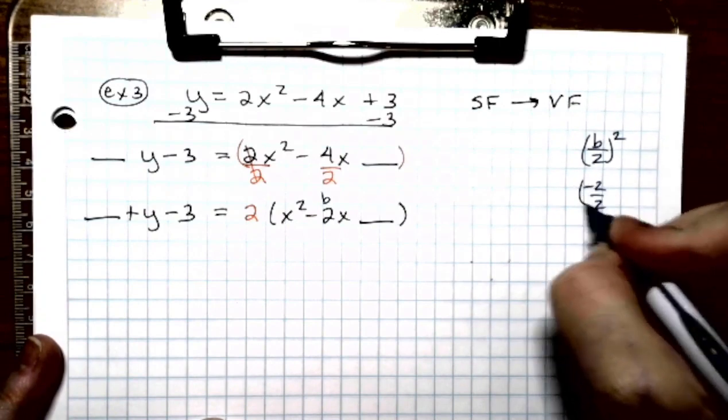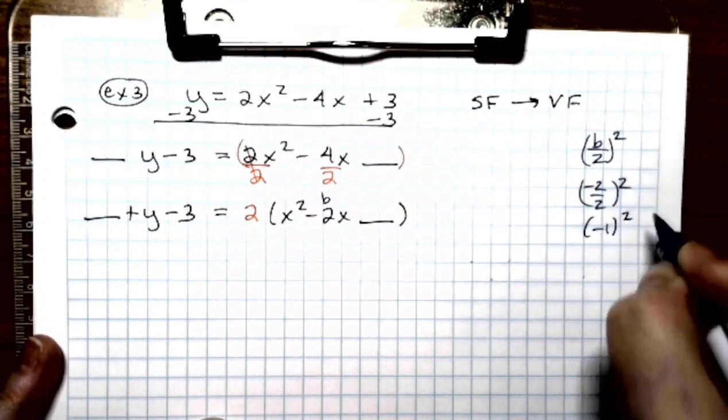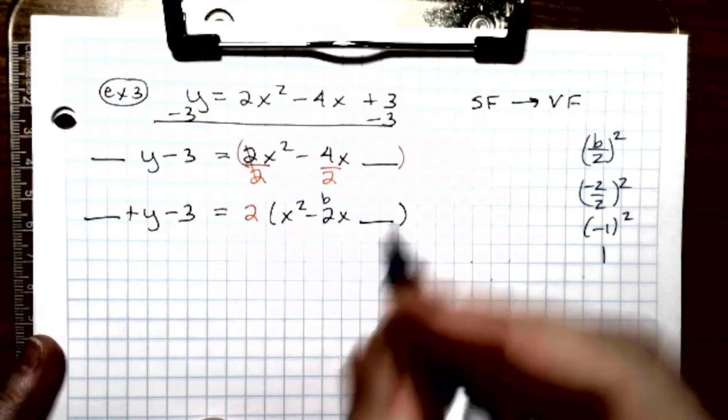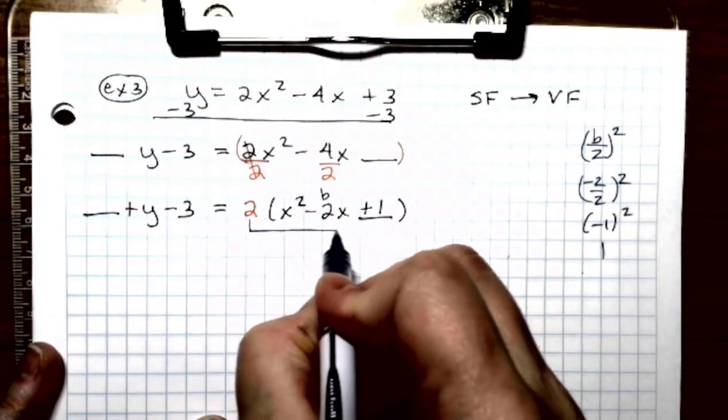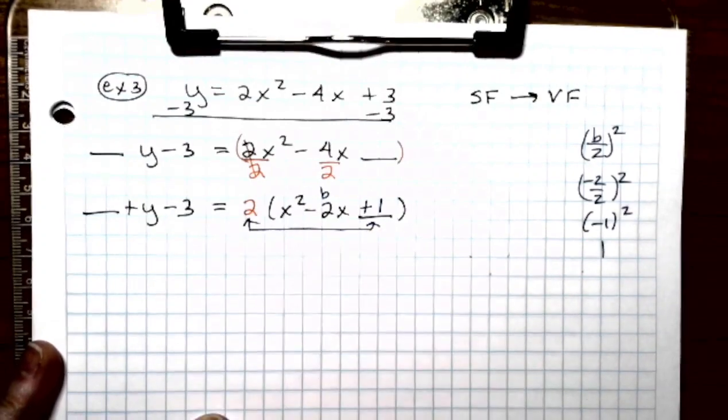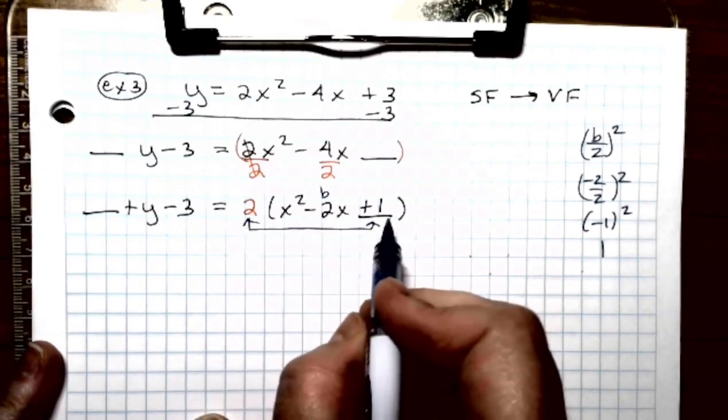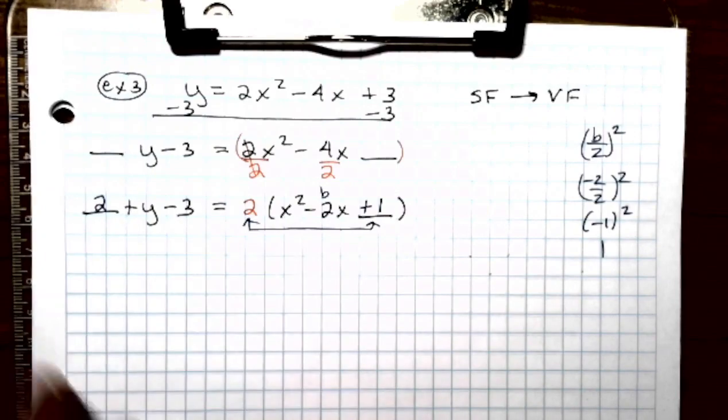So -2 over 2 squared is -1 squared, or a 1. So we're going to add 1 on the right. And then remember, because you have a scalar, you didn't just add 1, you added 2 times 1. So you're going to add a 2 over there to even it out. So now what do we have?